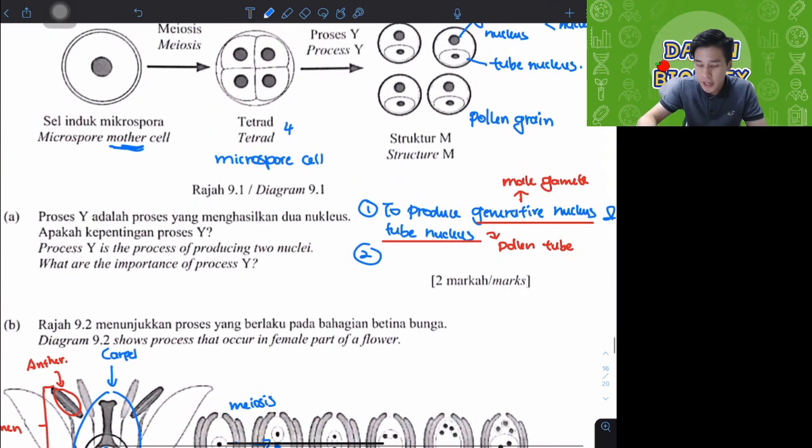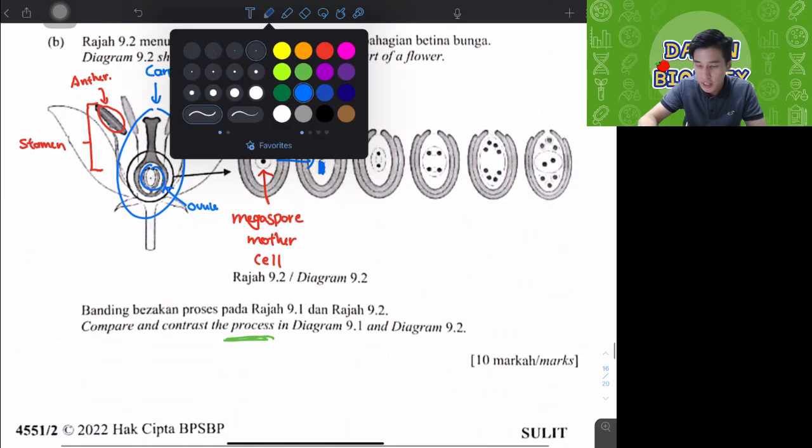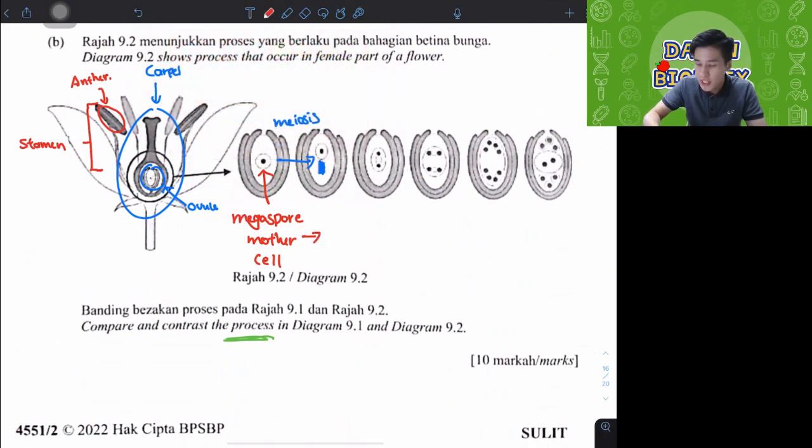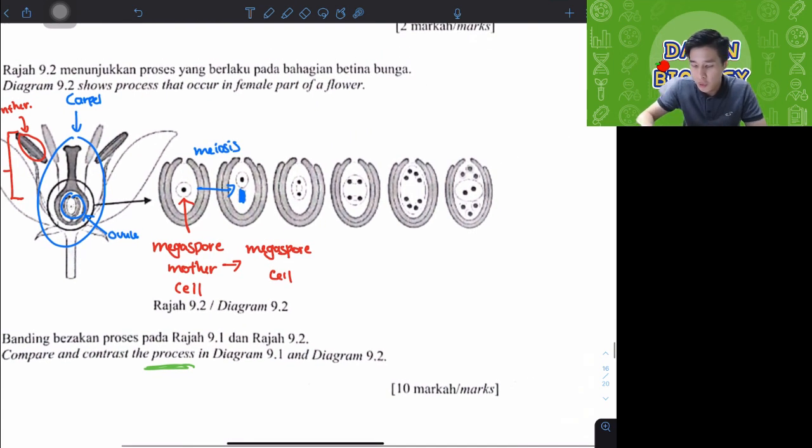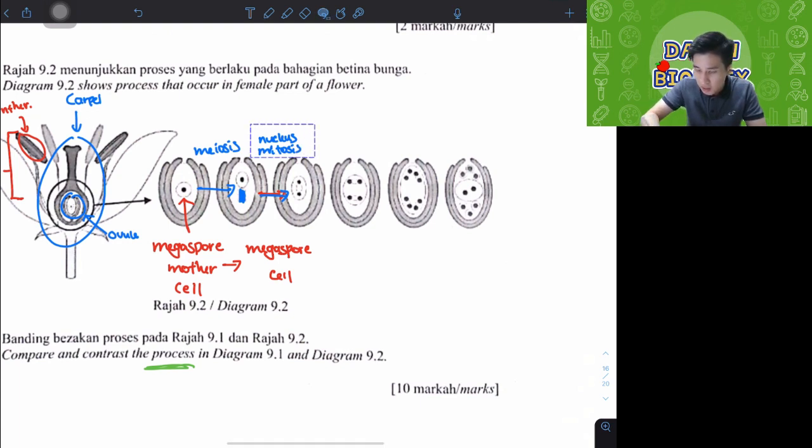Okay, so just now, the microspore mother cell became the microspore cell. Here also the same: the megaspore mother cell becomes the megaspore cell. After 3 degenerate already, you leave only 1 megaspore cell. Then right now, the nucleus will undergo mitosis as well. However, this time it will undergo mitosis 3 times.